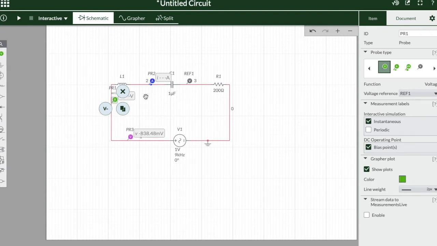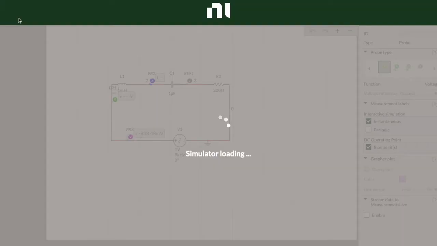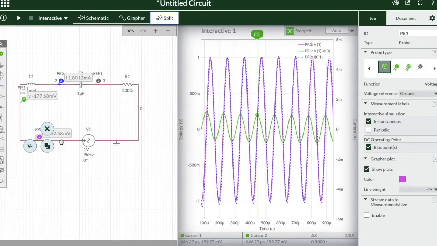For this voltmeter, reference is adjusted as REF1, and so it will now give us potential difference across the series combination of L and C. Whereas for this voltmeter, reference is ground, and so it will measure Vs. Let's run the simulation and observe the waveforms. The pink signal is giving us Vs, the green signal is giving us VLC, and the dotted line in purple color is giving us current in the circuit.